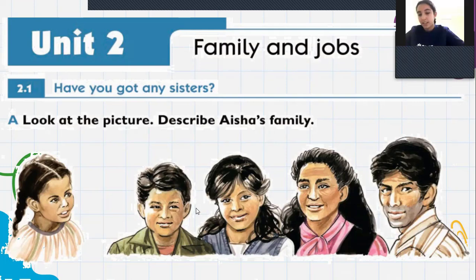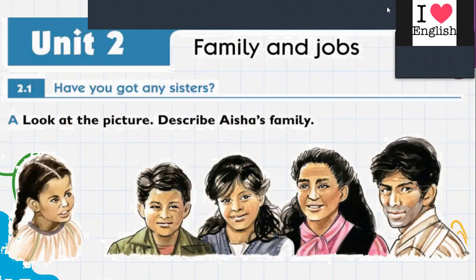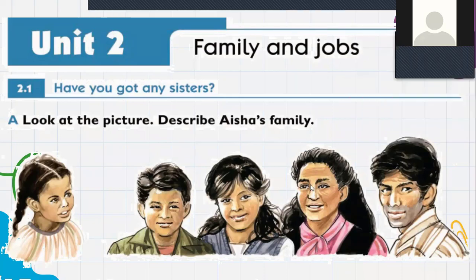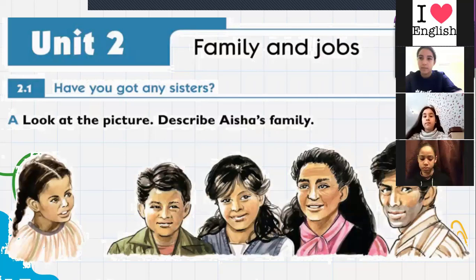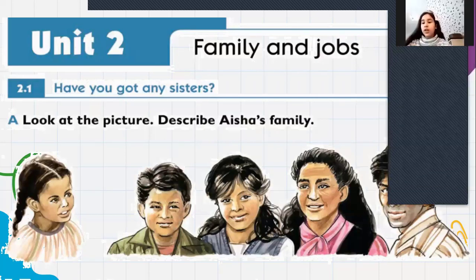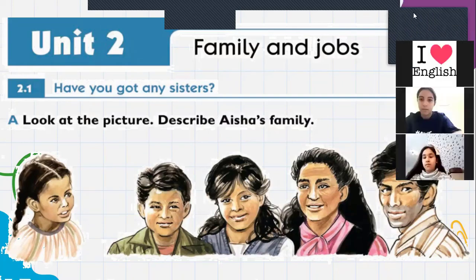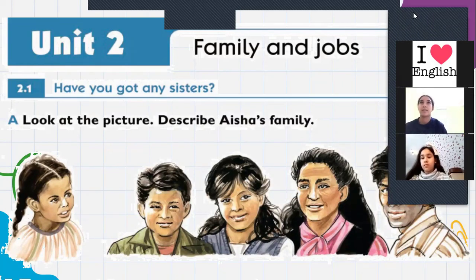Who can describe this picture? Who can describe all the picture here? Your name, please. Hanan. Yes, Hanan will start. There are one brother and one sister and mother and father with Aisha. Yes, very good. Okay. Who else can describe Aisha's family? I can. Yes, Serene. She has one brother, one sister, and she has a mother and a father. Yes, very good. Who can describe Aisha's family? Me. Yes, Abrar.